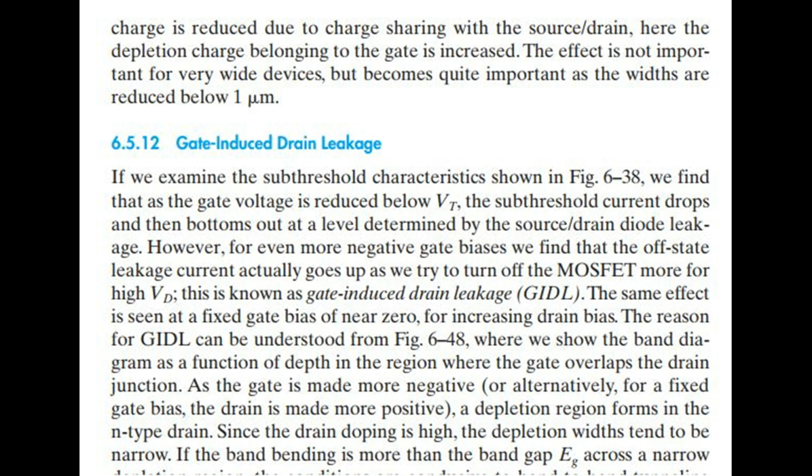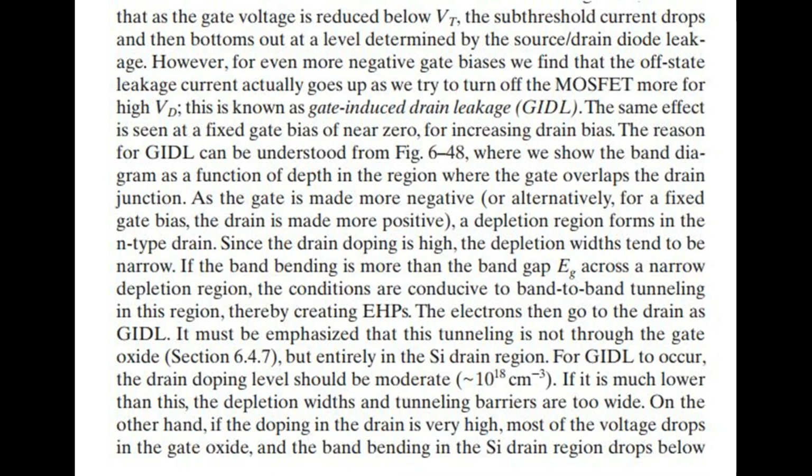The reason for GIDL can be understood from Fig. 6.48, where we show the band diagram as a function of depth in the region where the gate overlaps the drain junction. As the gate is made more negative, or alternatively, for a fixed gate bias, the drain is made more positive, a depletion region forms in the N-type drain. Since the drain doping is high, the depletion widths tend to be narrow. If the band bending is more than the band gap, across a narrow depletion region, the conditions are conducive to band-to-band tunneling in this region, thereby creating electron-hole pairs. The electrons then go to the drain as gate-induced drain leakage.